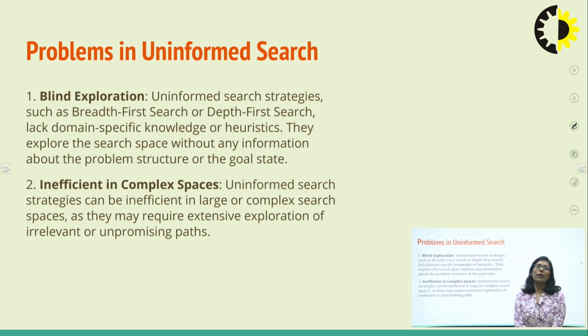Now, what's the problem with uninformed search? First, it is doing blind exploration. It lacks domain-specific knowledge or heuristics. So they explore the search space without any information about the problem space. So what happens when we search without any domain information? When the search space increases, it requires extensive exploration of irrelevant and unpromising nodes. So we are searching the entirety of the search space, and at the end we get exponential time complexity and space complexity as well.